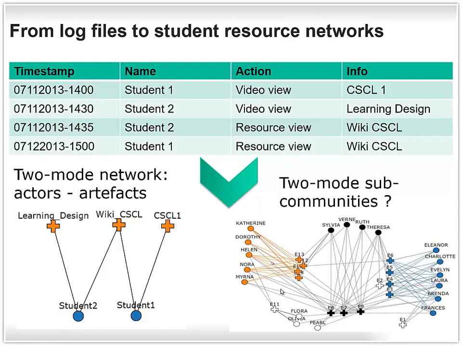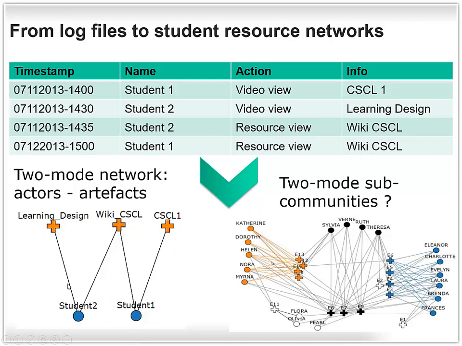What is the situation that we have in these typical online courses supported by learning platforms? In our case, the platform is Moodle. In the log data, we have timestamps, we have actors, we have actions, and we have the resources that these actions apply to. From such log files, we can generate bipartite networks that have two types of entities, namely the resources, the artifacts, and the students. So we have learner-artifact networks.